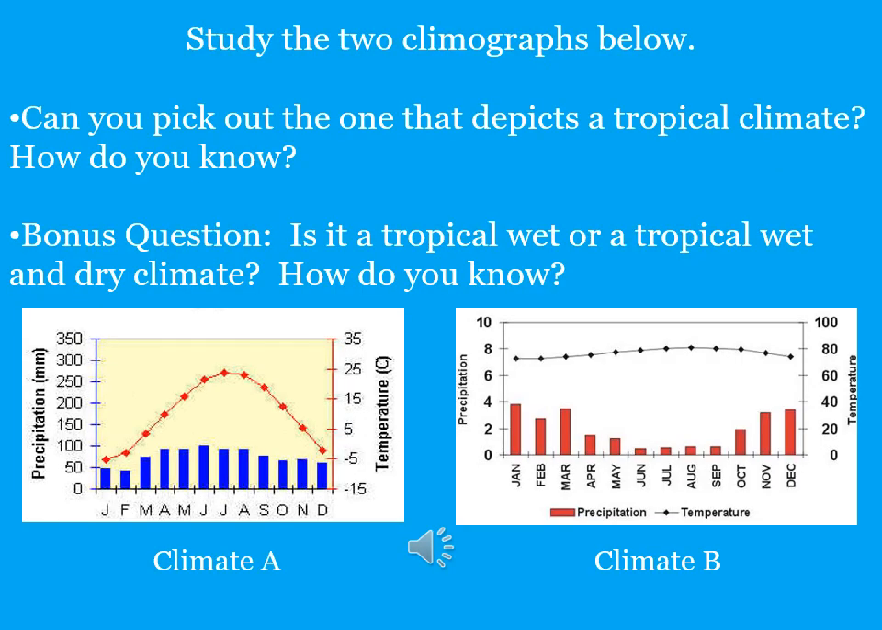Okay, if you look at these two climate graphs right here, try to pick out which one is a tropical climate. You remember tropical climates are at the low latitudes, so there's only two types of seasons, a rainy and a dry one. So write down in your notes what you think it is. Is it climate A or climate B?